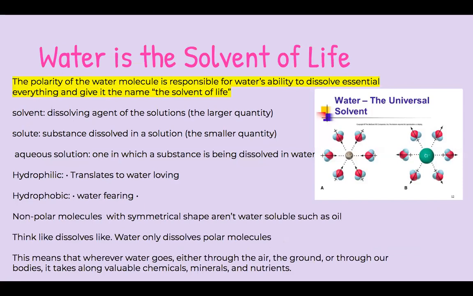So water is the solvent of life. The polarity of the water molecule is responsible for water's ability to dissolve essentially everything and gives it the name the solvent of life. So when talking about this, solvent is the dissolving agent of the solution. Okay, sorry about that. So solvent is the dissolving agent of the solution, which means it is the larger quantity. Then we have solute, which is the substance dissolved in the solution, which is the smaller quantity.